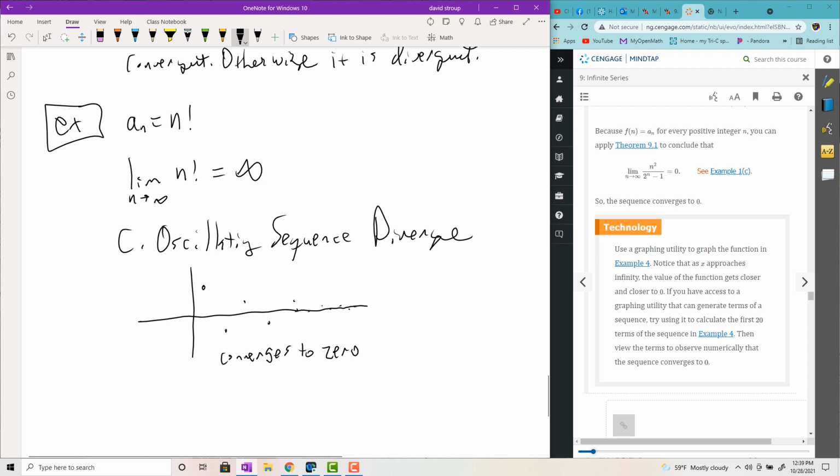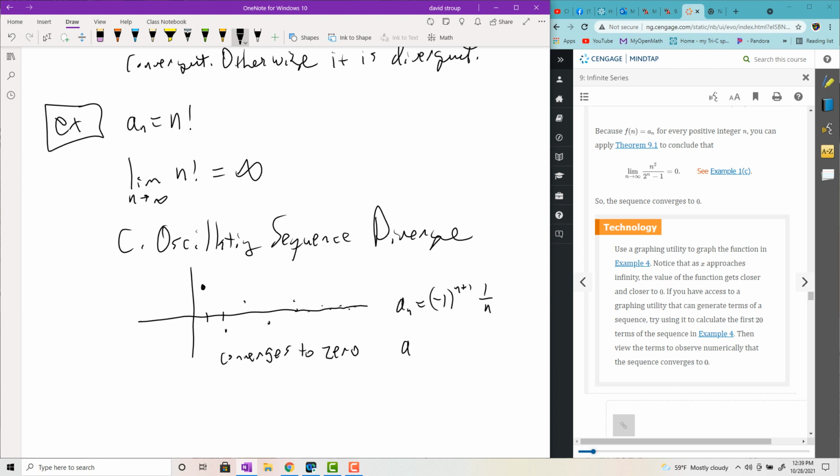So for example, if a sub n equals (-1) to the n times 1 over n, that thing is convergent. It starts at n equals 1, so at 1, this would actually be -1. So let's cheat a little bit: (-1) to the n plus 1 times 1 over n.